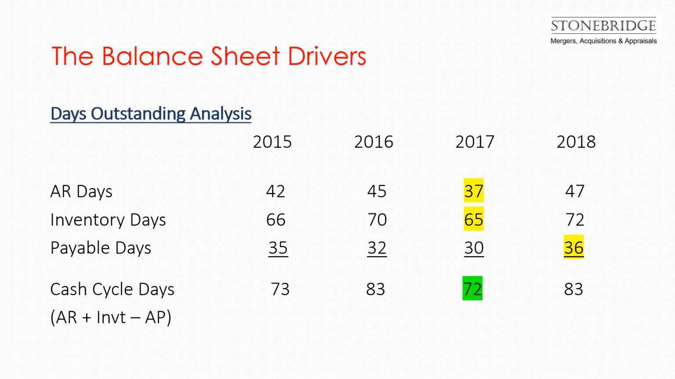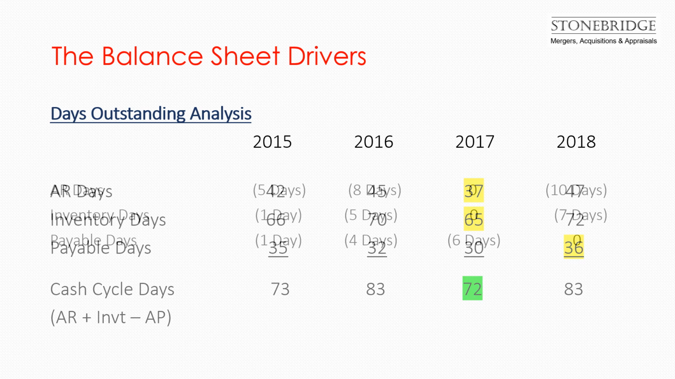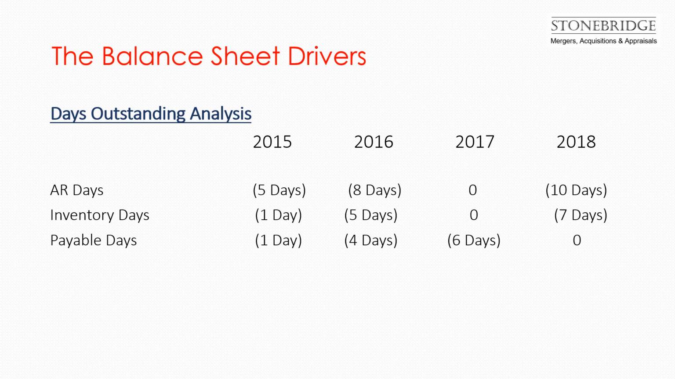Let's apply the highlighted number across all years to determine how much extra cash has been invested in the business. Looking at the AR days in 2015, the company overinvested in receivables by 5 days. In 2018, they overinvested by 10 days. Then look at the inventory and payable lines for the same data. 0 means that the company had its best cash management for that account for that year.